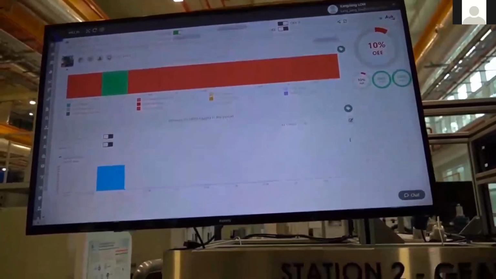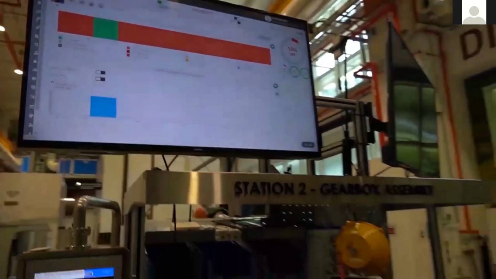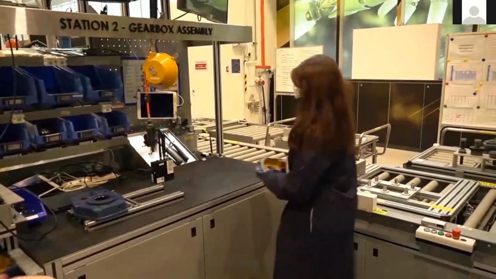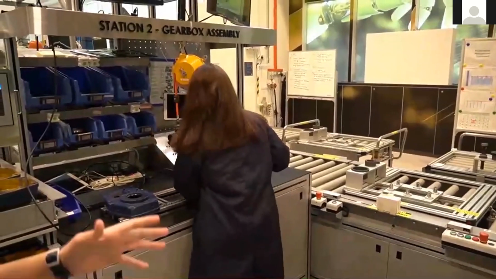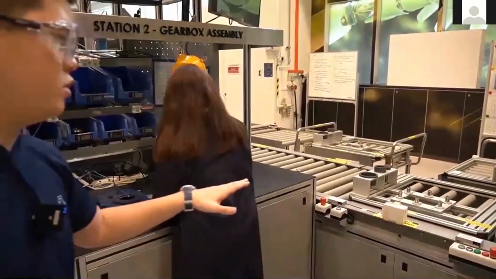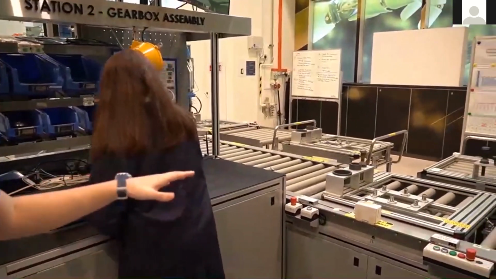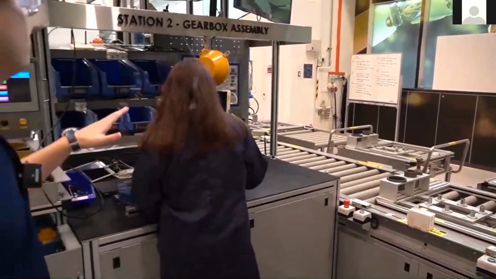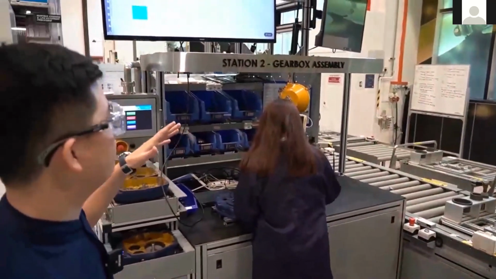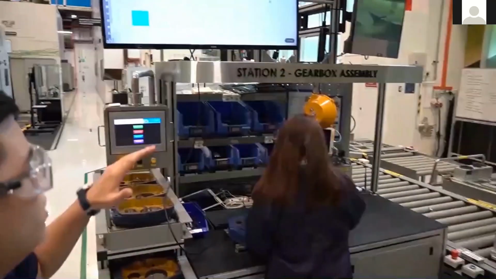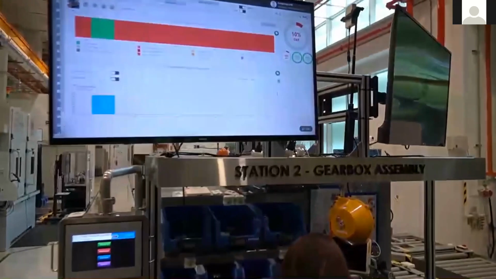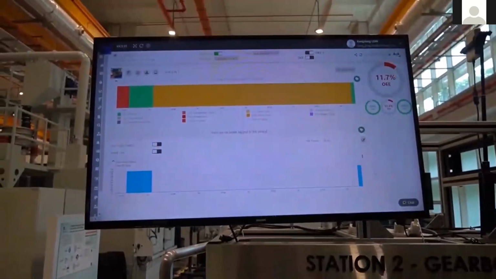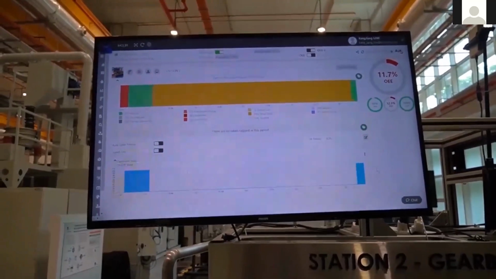So when the operators come in and start using the station by taking out the gearbox casings, all this information will be captured by the laser sensor. The laser sensor will detect that currently the gearbox is not on the dolly. Then it will pass the information to the cloud in real time, and the shop floor supervisor will also have this visibility in real time. You can see now it indicates that currently the station is running.